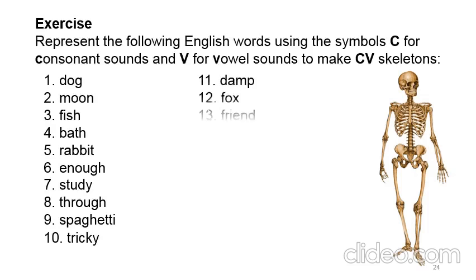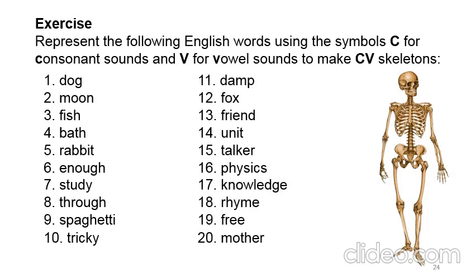Now let's do the same thing for these words. Look at every word, say it aloud, represent the English word using the symbol C for consonant sound and V for vowel sound. This way you will make a CV consonant vowel skeleton. Pause the video, write the list of words, and then write next to each one its CV skeleton. Let's do the first two together. Dog has three sounds, d, o, and g. Consonant, vowel, consonant. Remember, we're talking about vowel sounds and consonant sounds. Moon has the same structure, consonant, vowel, consonant.